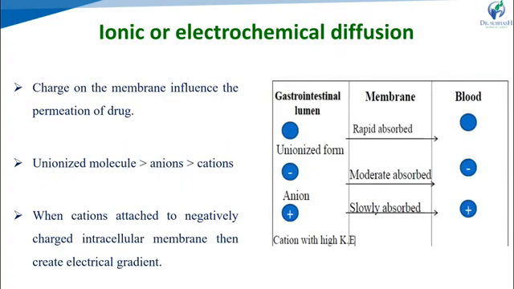Next one, ionic or electrochemical diffusion. Previously we saw that for absorption, a drug requires lipophilicity and unionized form. Unionized form is rapidly absorbed from the membrane and reaches the blood. The charge on the membrane also influences the permeation of the drug. Here is the order: unionized drug is absorbed faster, in higher amounts, as compared to anions and cations. Between anions and cations, anions go faster as compared to cations. That is the ionic or electrochemical diffusion process. When cations attach to a negatively charged intracellular membrane, they create electrical gradients. So that is ionic or electrochemical diffusion.